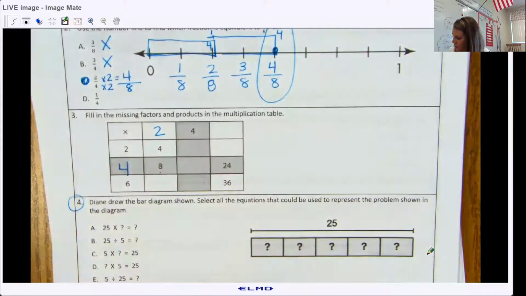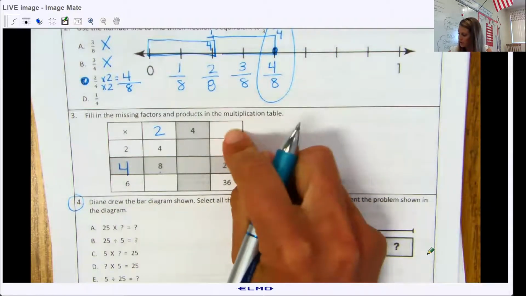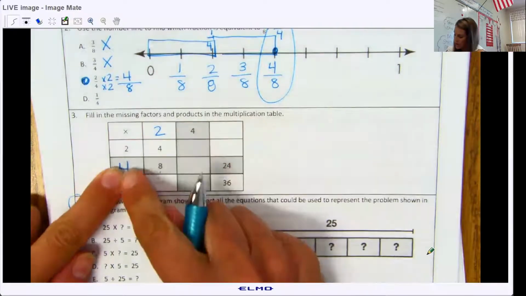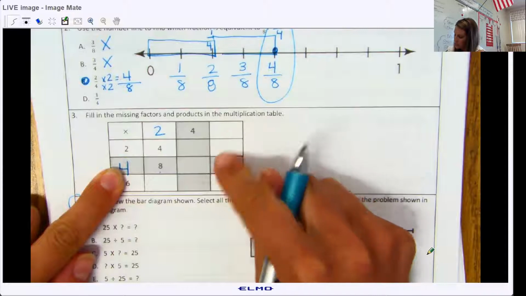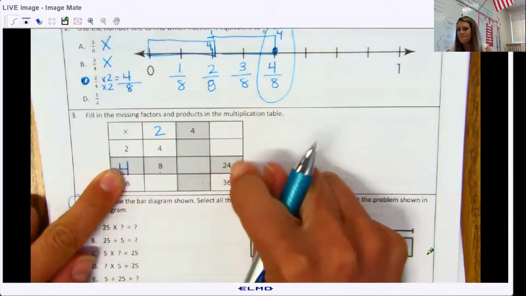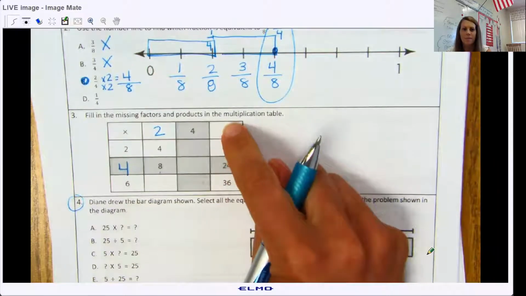Okay, now we're still missing, well, we're missing quite a few, but we're missing this one here. Okay, so 4 times what equals 24? Do you know?